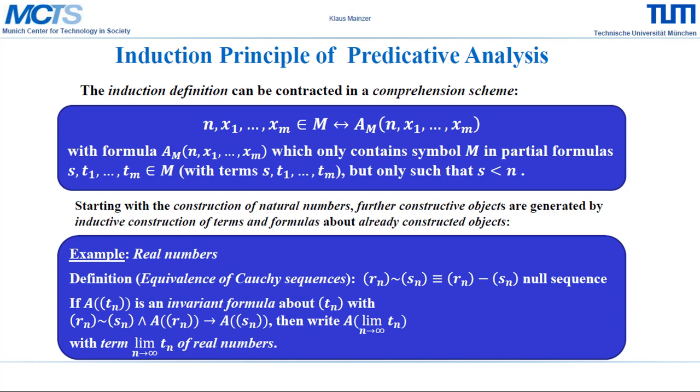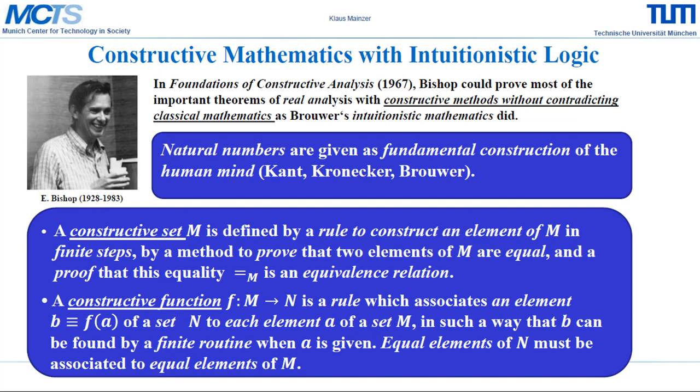And so starting with the construction of natural numbers, further constructive objects are generated by inductive introduction, construction of terms and formulas about already constructed objects. For example, here the real numbers are introduced by invariant formulas, invariant with respect to equivalent Cauchy sequences, which are introduced inductively by inductively defined terms in the way which was defined before. And on this line, I think we can understand constructive mathematics in the sense of Bishop.